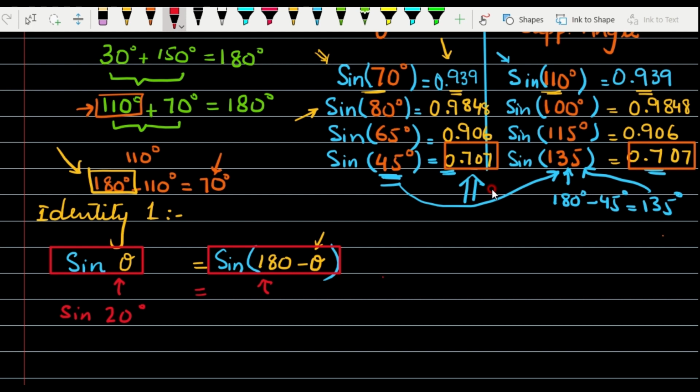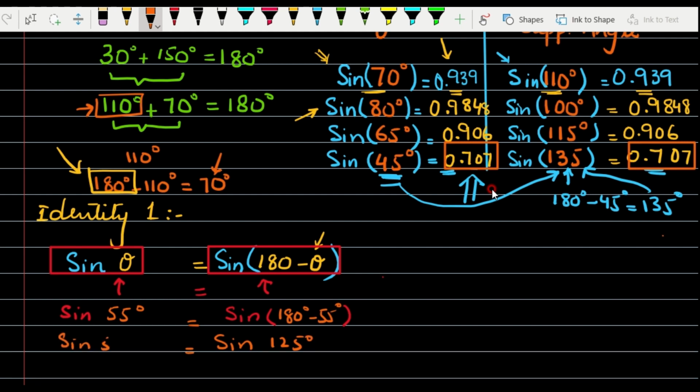Have we taken 20 degrees here? No, we can change the value. It can be 55 degrees. So what will be the sine of its supplementary angle? How can we calculate the supplementary angle? We need to subtract it from 180 degrees. So let's subtract with me. It will be 125.